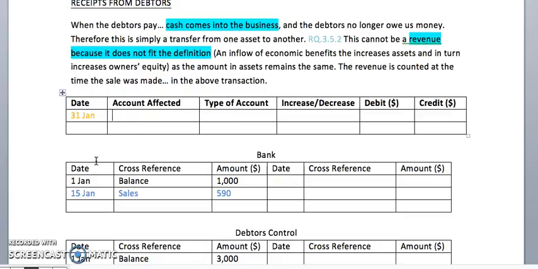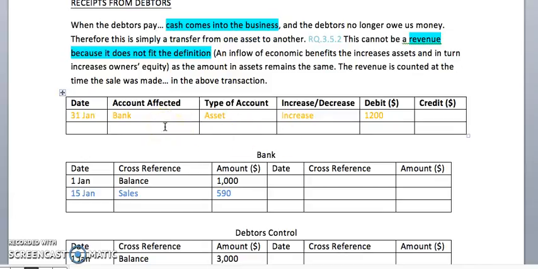When we're thinking about this, we know that the bank is increasing. These people are paying us. So we know it's an asset account. It's increasing, because there's money coming into the bank, so more money in the bank. And they have paid us the amount that the transaction was for, so 1,200. They owed us 1,200, now they've paid us 1,200.